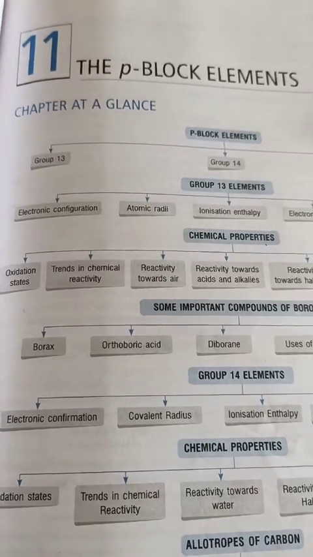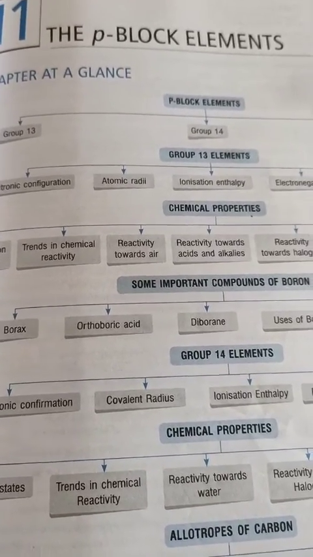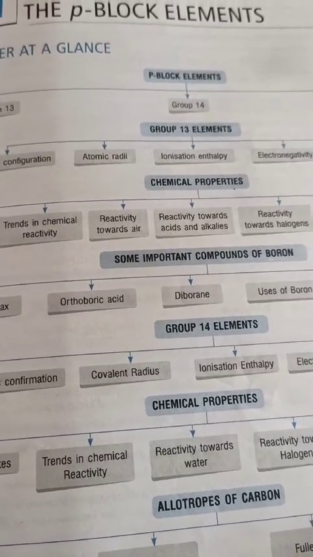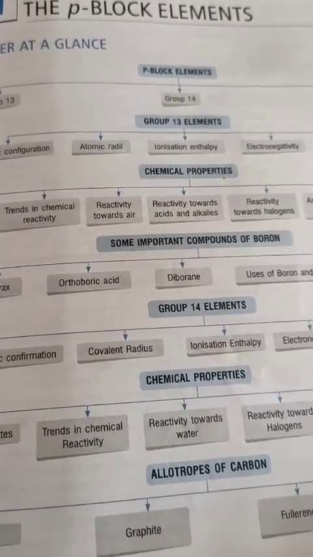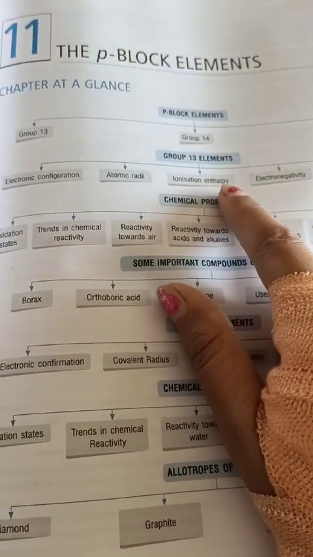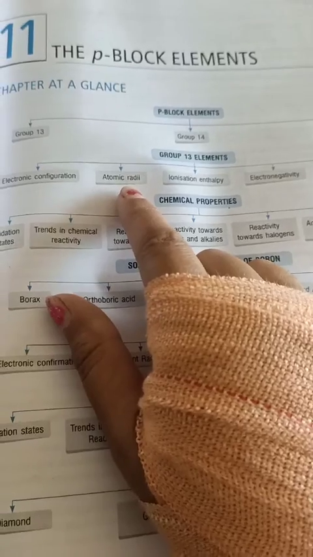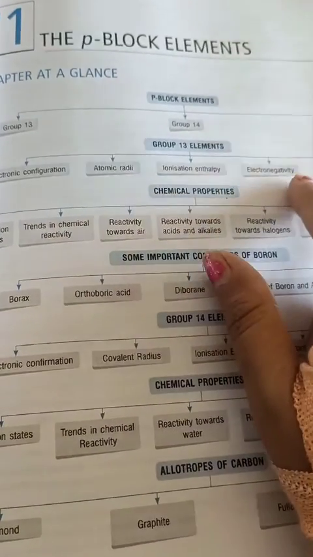Hello students, now we will start the P block elements, group 14. Group 13 and group 14 we are going to start. In group 13 and 14 we should know what things are coming in this one. Electronic configuration will come in both, atomic radii, ionization enthalpy, electronegativity.